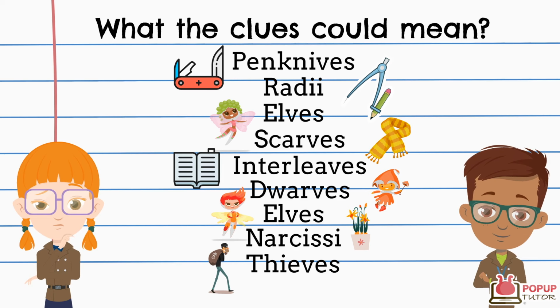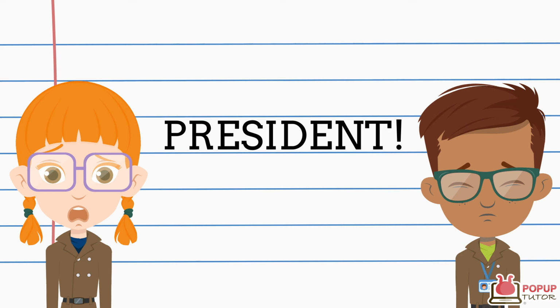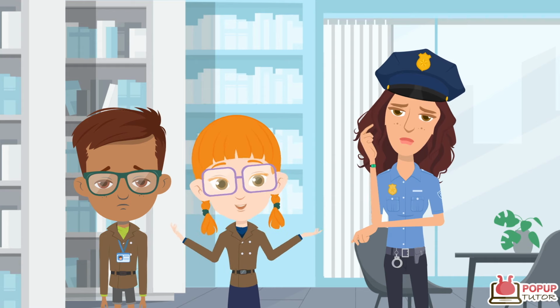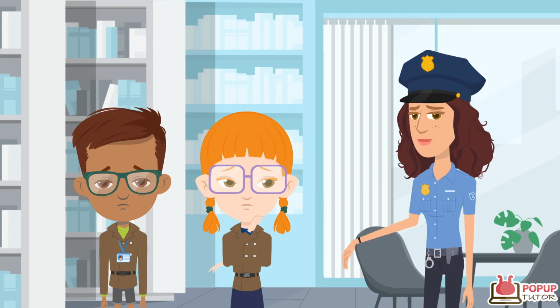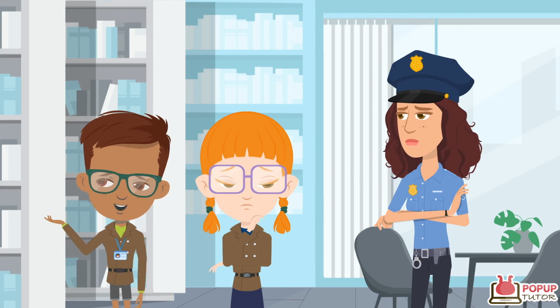It could spell something. Actually, if we put the first letter of each word together, it does spell something. Can you work out what it is? That's right. It spells president. The criminals are gonna kidnap the president. Chief, we've cracked the code. Really? What is it? The criminals are going to try and kidnap the president.